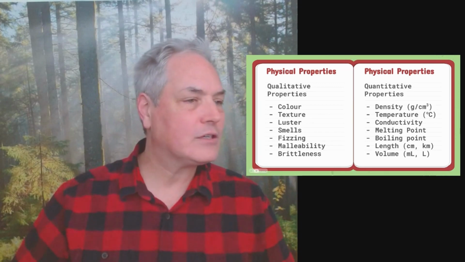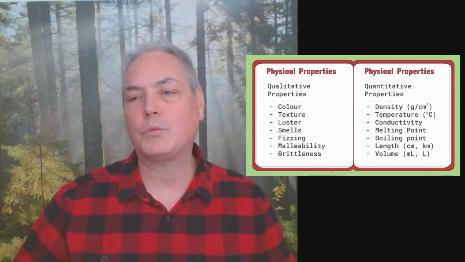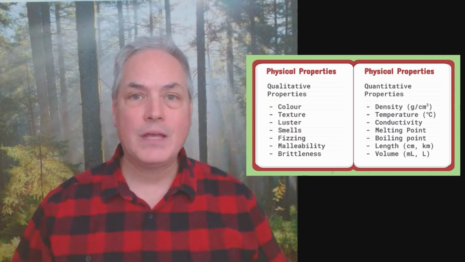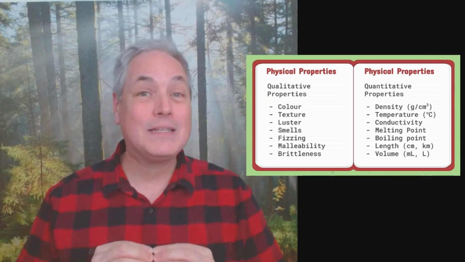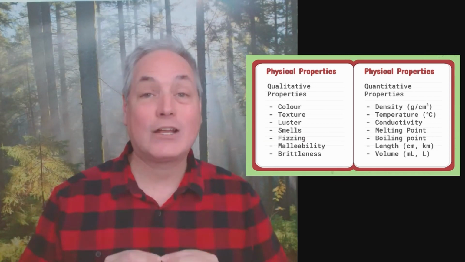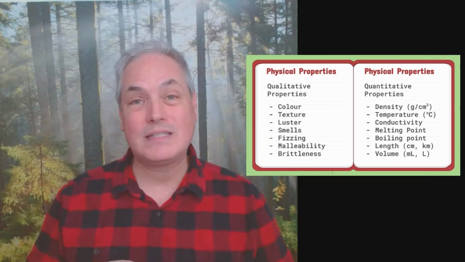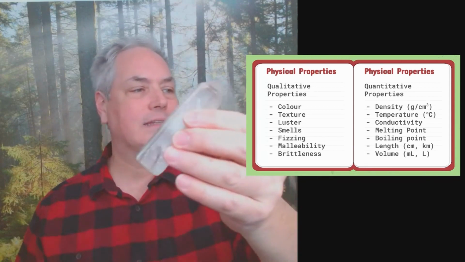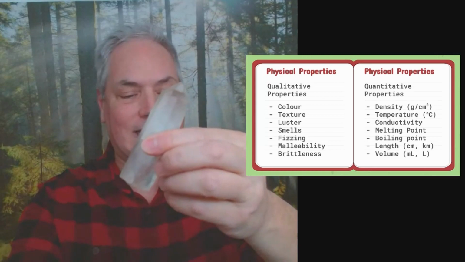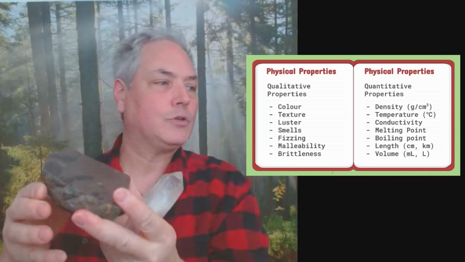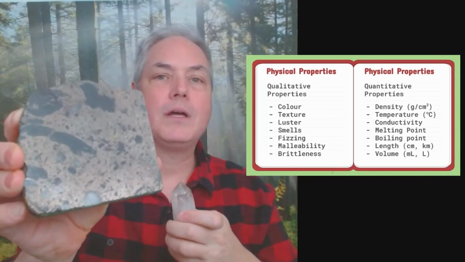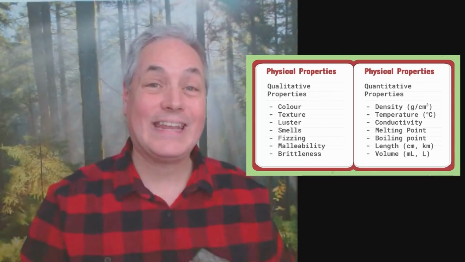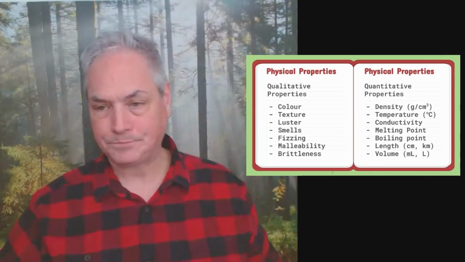The other physical properties that we can work with are what we call quantitative properties. These properties are part of the matter and they're specific to pure substances and they can actually be measured with specific units. So, for example, if you have density, the density of this quartz crystal is different than, for example, that piece of ore from Sudbury, where we extract copper and nickel from the earth.